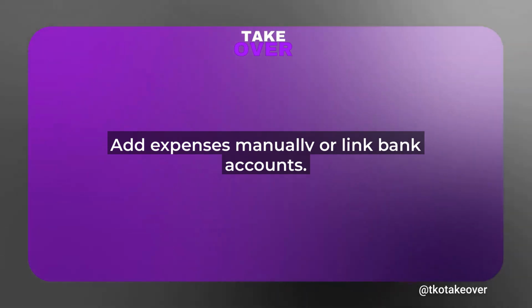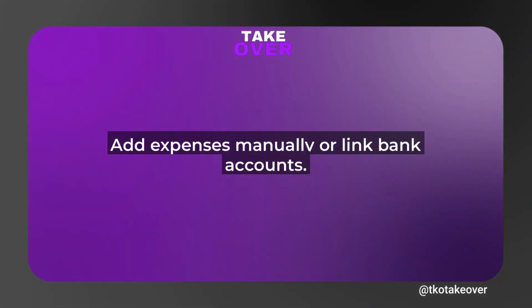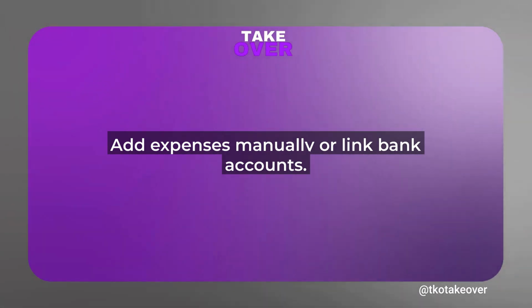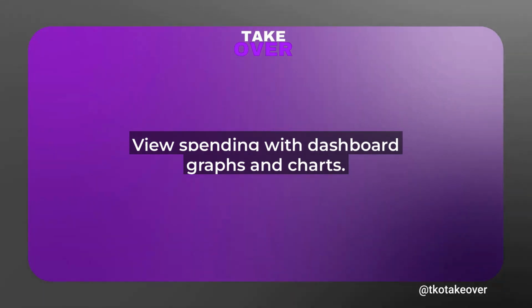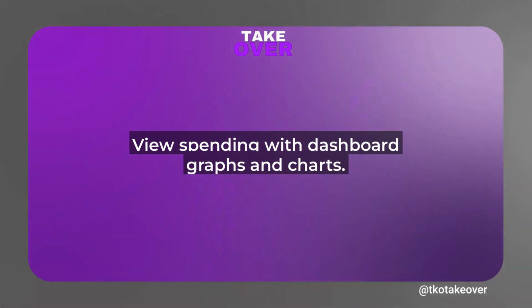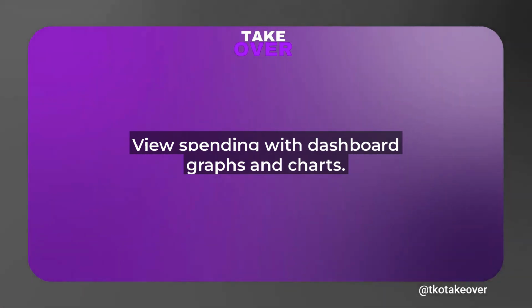Next, start adding your expenses. You can do this manually by tapping the plus button, entering the amount, selecting the category, and adding a note or receipt photo if you want. Or, if you're linking your bank account, Wally can automatically import transactions. Just follow the prompts to connect your accounts securely.